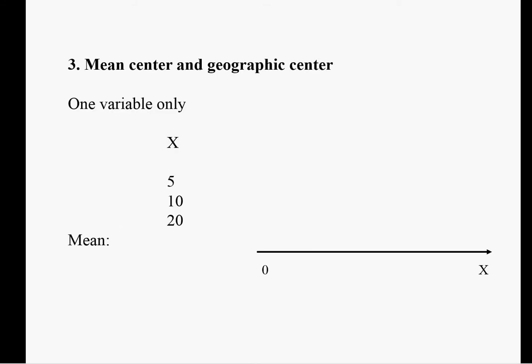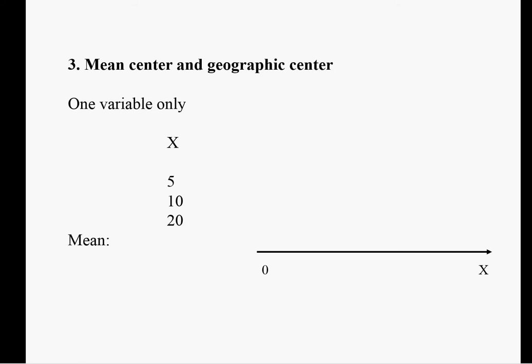So far, we've been dealing with only one variable. Also, we did not use any visual device to show the position of the mean. Now, I'd like to extend the concept of the mean into situations with more than one variable. Also, we'd like to use some visual device to show the position of the mean. So that's why we have the mean center and the geographical center.